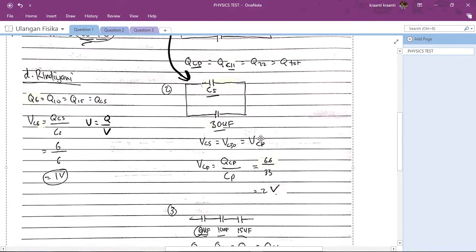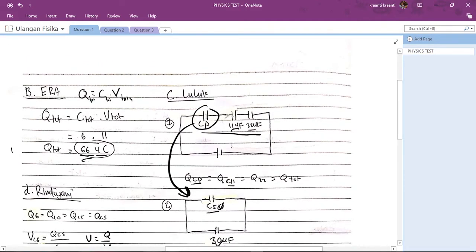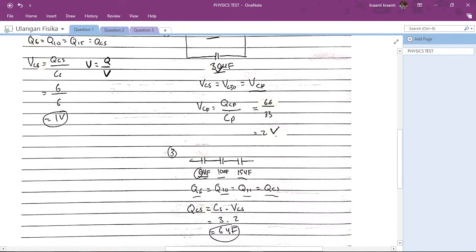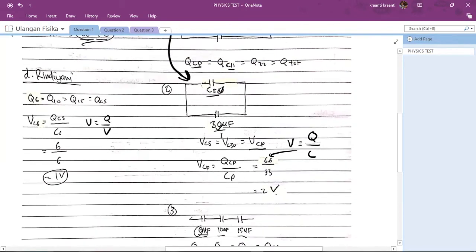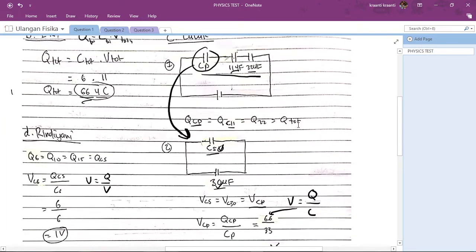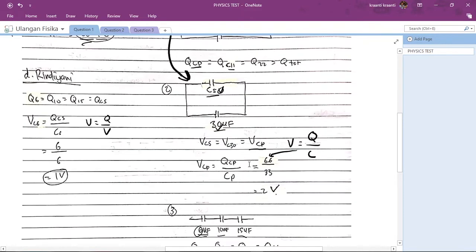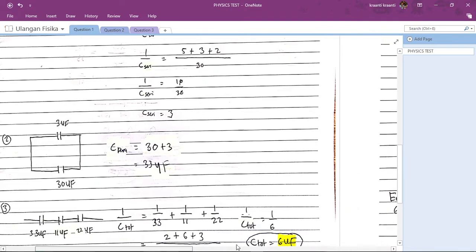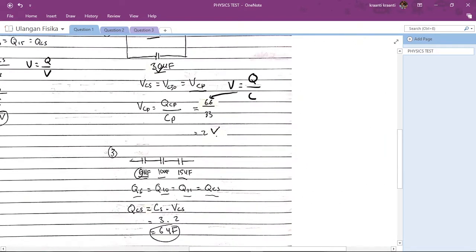So because it is a parallel, the voltage in this CS and in this one is the same as the voltage in VCP. VCP is this one, the voltage in here. Because voltage is equal to electrical charge per capacitance, we use this formula. QCP is equal to Q total, where the electrical charge of the total is 66, and C parallel, the capacitance of the parallel, is equal to 33. So 66 divided by 33 is equal to 2 volts.